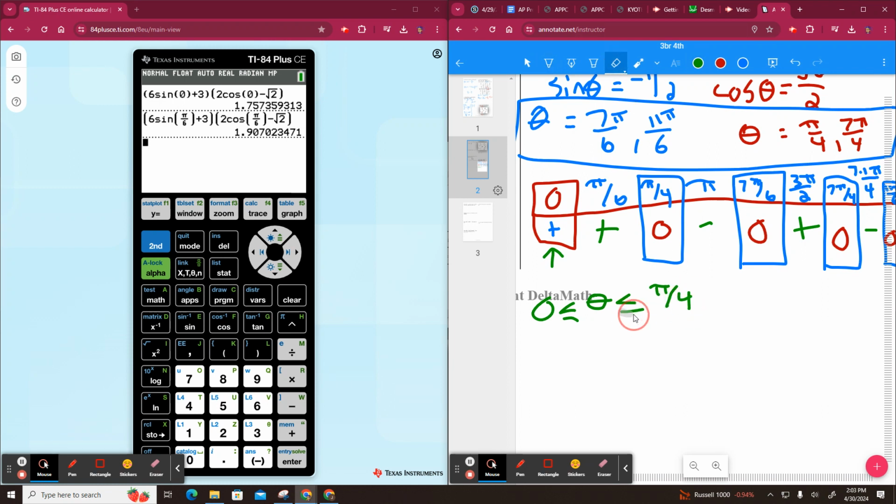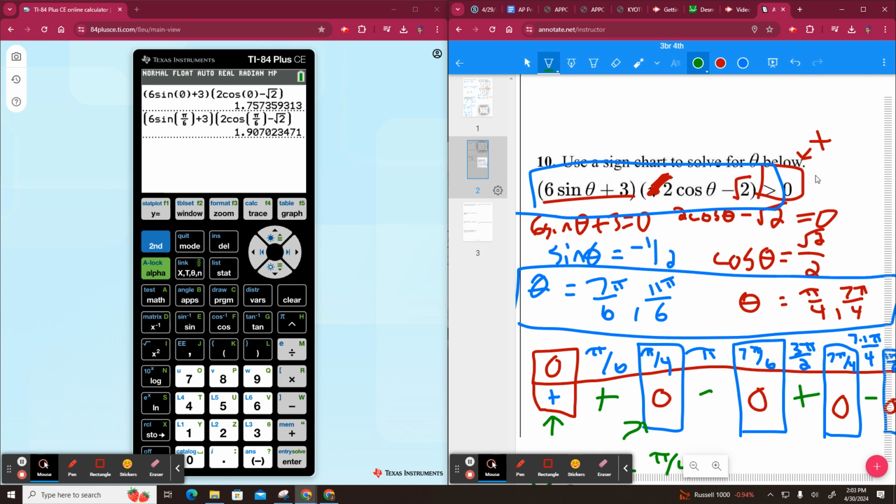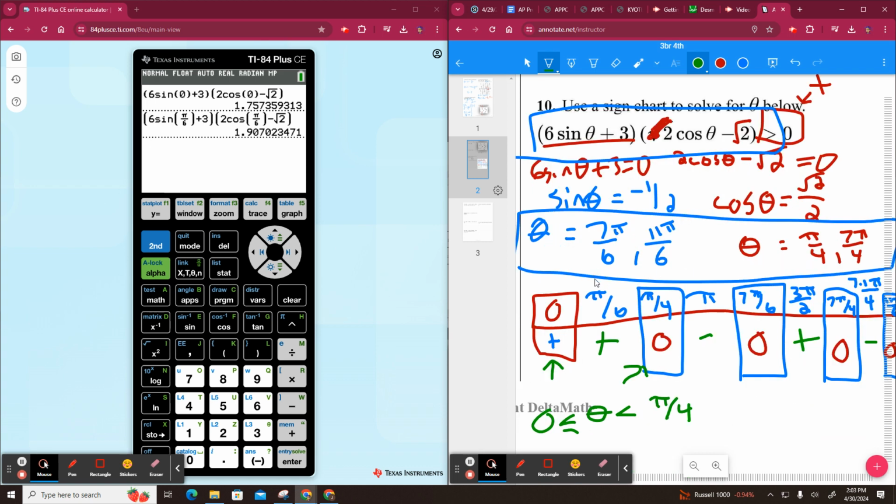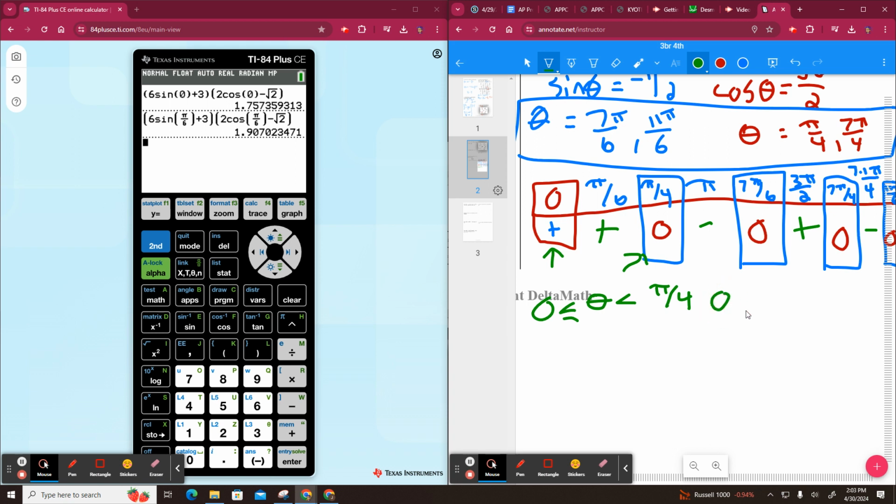But remember, the difference here is I don't use that equal to. I don't use it because at pi over 4, my function's value is 0, which is not a positive value like it wants. So if I write this out then, my next positive value is from here to here. And remember, at the endpoints, they're not included because they're not positive. They're 0 there. So I would say, or 7 pi over 6 is this.